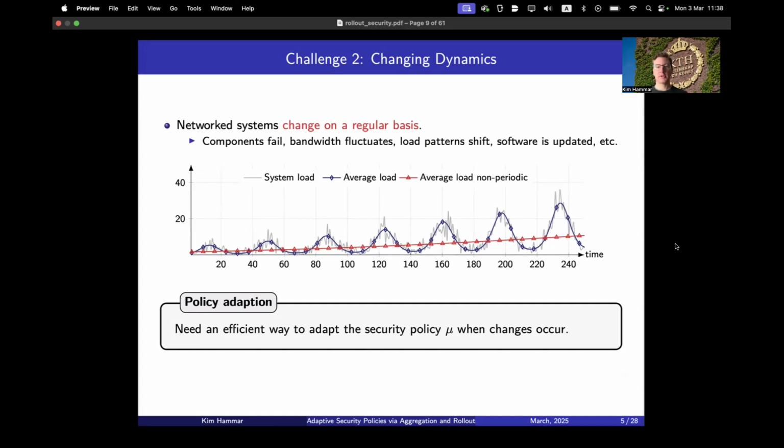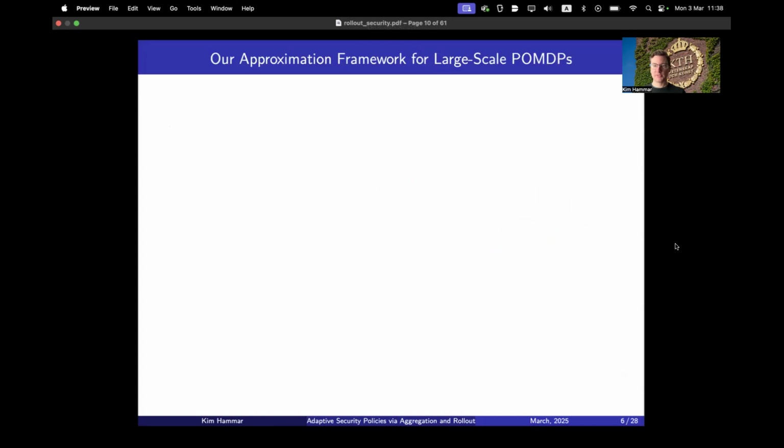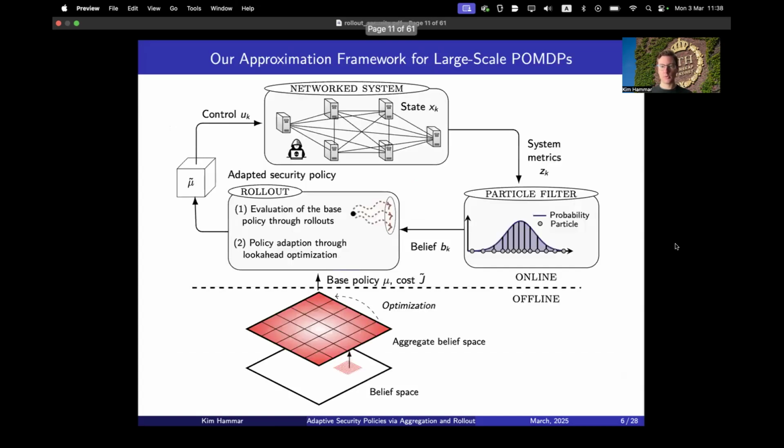And our main contribution is a general framework for approximating POMDPs that enables this type of adaptation. And this framework can be understood on a high level through the following picture. And it comprises three main parts. So first, we have an offline part down here, where we optimize a base policy by using dynamic programming in an aggregate belief space. And then we have an online part, where at each control cycle, we estimate a belief of the system state, and then we use that belief to adapt the base policy via rollout and lookahead optimization.